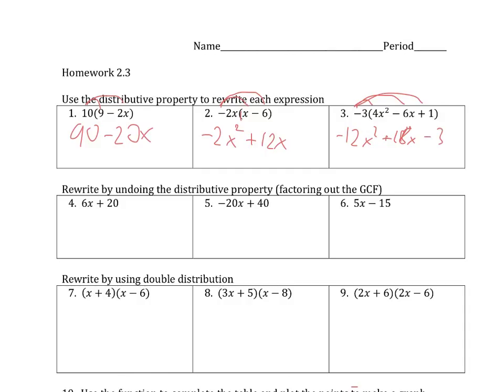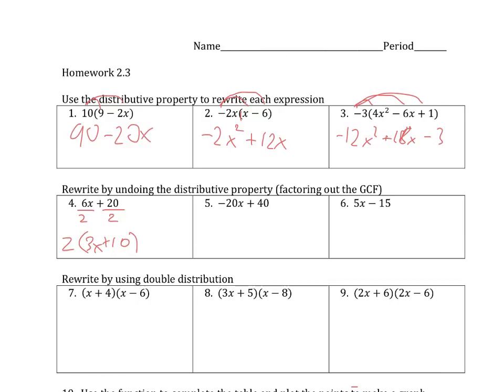So 4, 5, and 6 are going to be the reverse of that. Generally it's called greatest common factor or factoring with a GCF. So what I want to look at on number 4 is, what can I divide both of these numbers by? Well, since 2 goes into 6, and 2 also goes into 20, that's going to be their greatest common factor. There's no number bigger that divides evenly into both. So what I'm going to do is put that out in front of my parentheses. Remember, we're reversing the distributive property. 6 divided by 2 would be 3, and 20 divided by 2 would be 10.